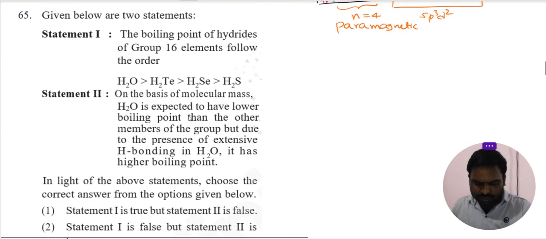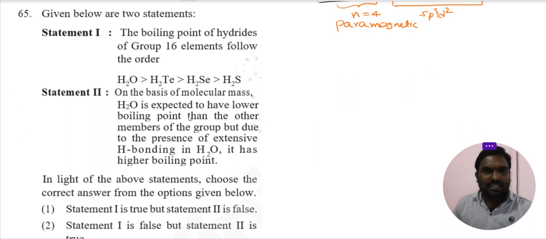Now moving to next question. Boiling points order, right only. Water, next H2Te, H2Se, H2S. Reason: here water's gram molecular weight is 18 grams only, but it has the higher boiling point among the group 16 elements. Reason: hydrogen bonding. So that's why here the reason is also correct.